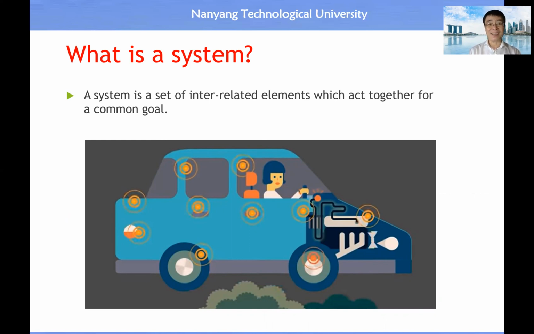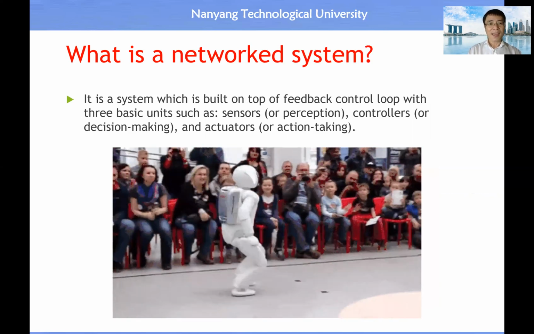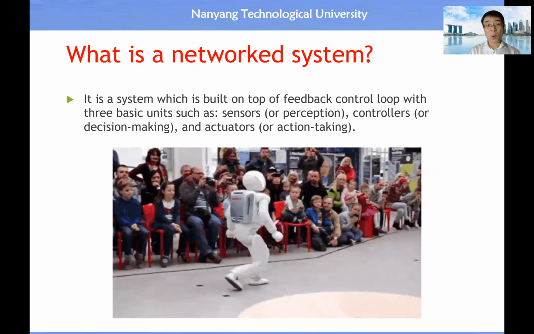All right, so a system is a set of interrelated elements which add together for a common goal. So this is a definition of a system. For example, here you see a car system, and inside the car you may have many other subsystems such as engines subsystem or air conditioning subsystem, lighting subsystem, braking subsystem, or suspension subsystem, etc. Right? And then what is a networked system?